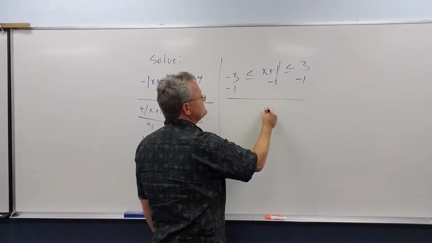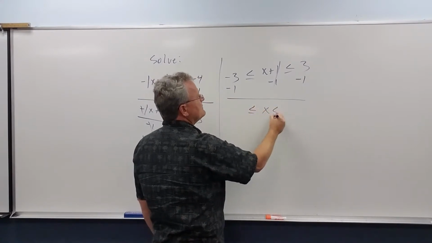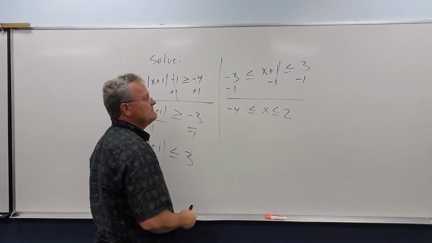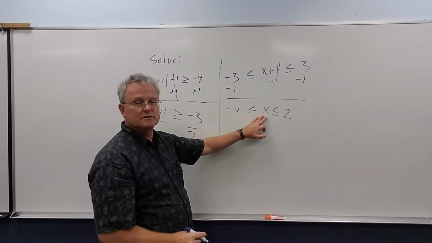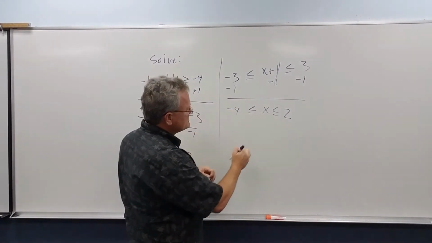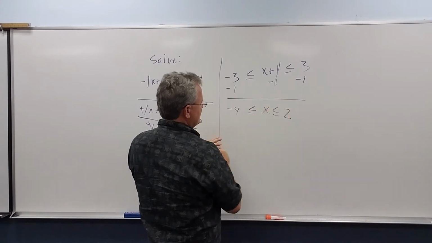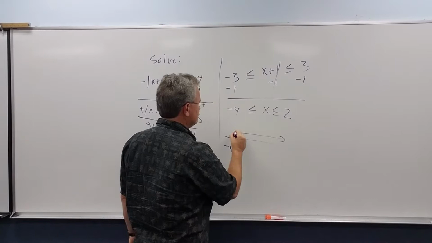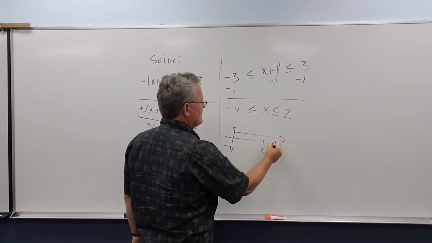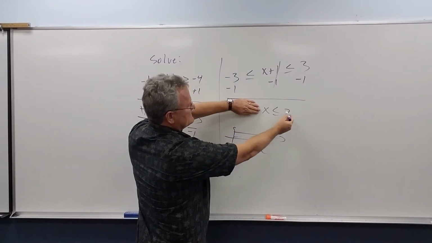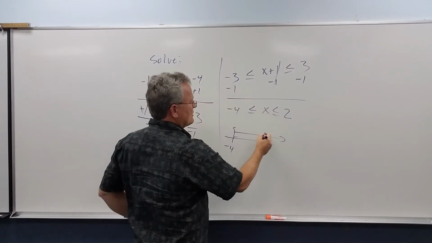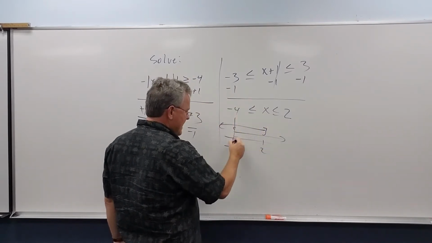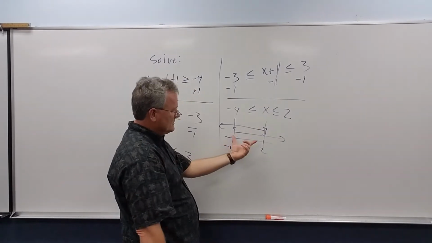That adds up to 0. We get x. This adds up to 2. This adds up to -4. So if we were to graph this, x is greater than -4. That's this. This is x is less than or equal to 2. That's this. Where do they overlap? They overlap right here. Yeah?